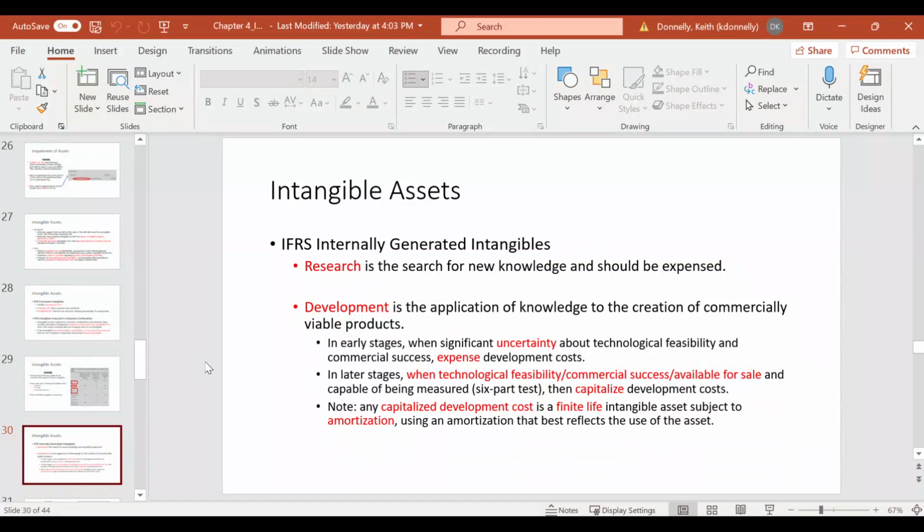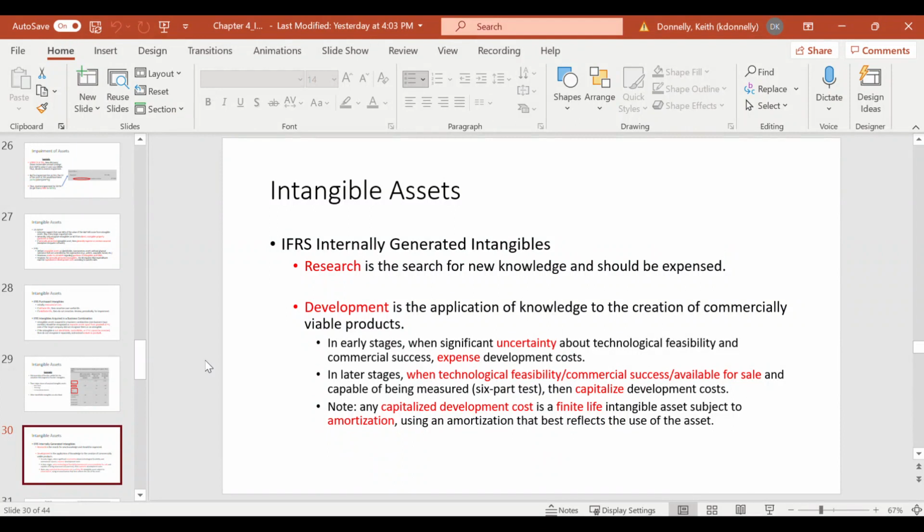With regard to development, you can either expense it or capitalize it. It really depends, have you reached the point of feasibility? In other words, in the early stages, when there's still uncertainty as to whether there's feasibility for commercial success of this product, you're going to expense development costs. However, once it becomes commercially feasible, then you're going to continue to capitalize development costs. And those capitalized costs you will ultimately amortize.